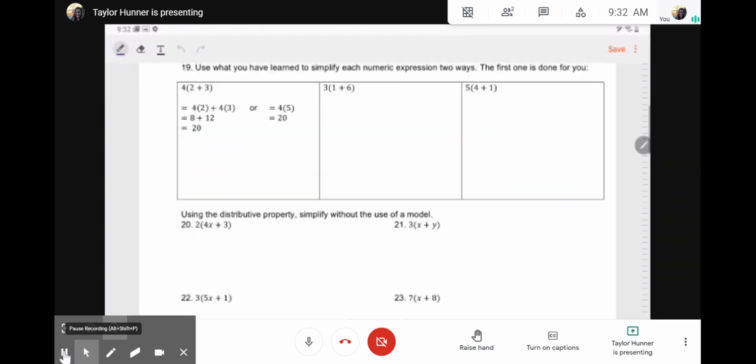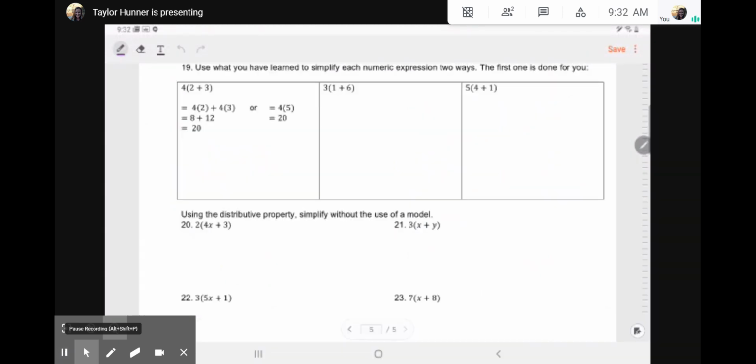Okay, this next page says use what you have learned to simplify each numeric expression 2 ways. That just means that these are including numbers now and not just variables. So the first one is done for you. 4 times 2 plus 3. So you could write it as 4 times 2 plus 4 times 3. When you simplify, it's 8 plus 12 or 20.